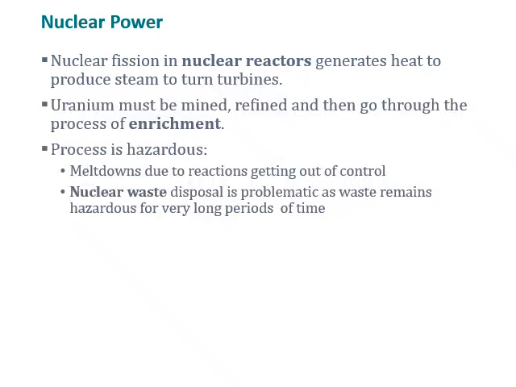To create nuclear fission, we must first mine uranium, then refine it, and then enrich it, adding more uranium atoms to a stock. This process is hazardous because meltdowns occur due to reactions getting out of control, and nuclear waste disposal is problematic because waste remains hazardous for very long periods of time, namely longer than human timescales.